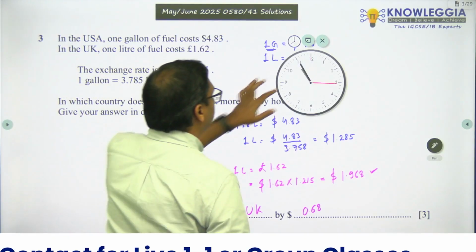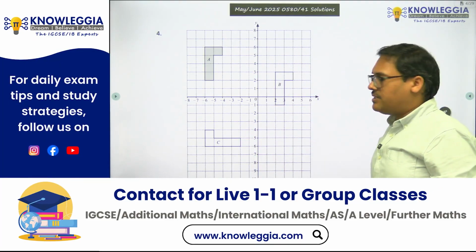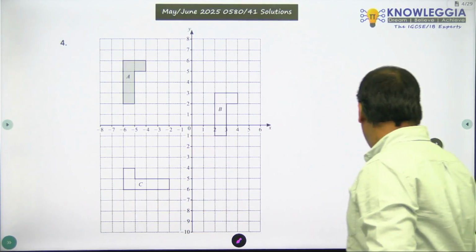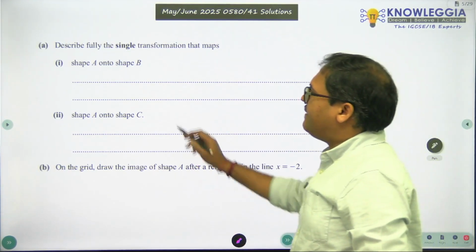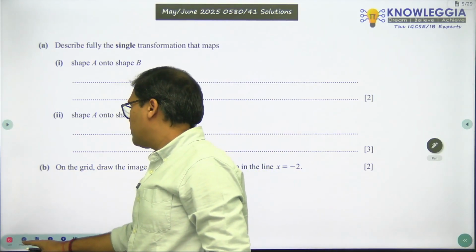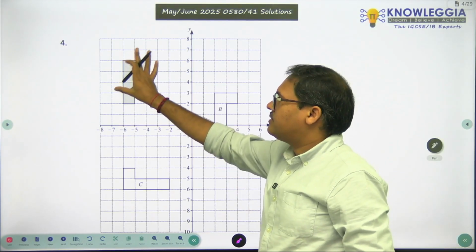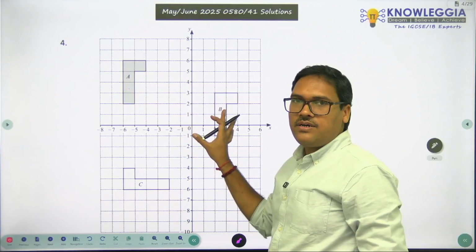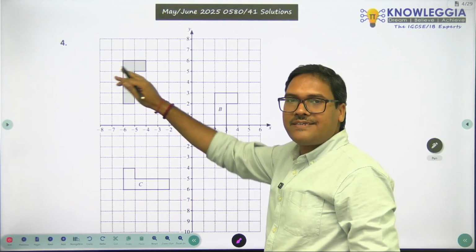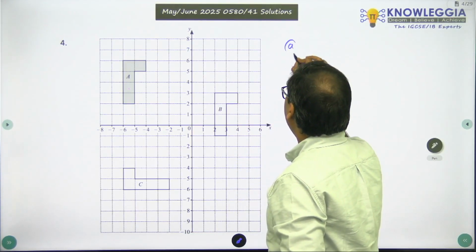The next question. Okay. So now this is a question on transformation. You can see here I have some figures A, B, and C. You can see the question here: describe fully the single transformation that maps shape A onto shape B. So shape A to shape B. This is shape A and this is shape B. Now you can clearly see this diagram and this figure have exactly the same dimensions, and there is no change in orientation also. So this is just a translation. So how will you write the translation? You can see this is the translation. The first answer will be, it will be a translation.